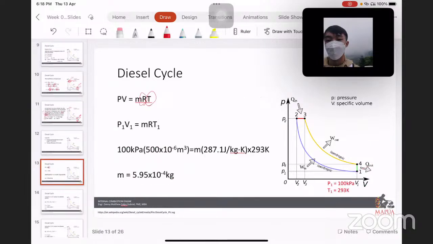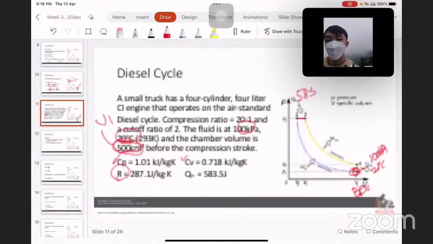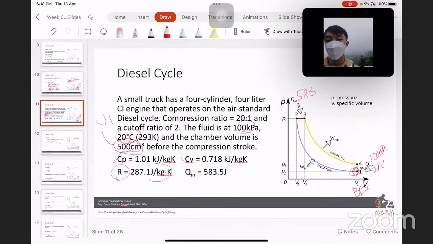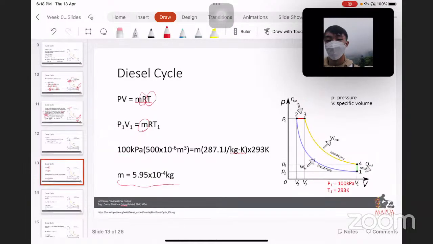So gamitin natin yung formula, PV is equal to mRT. You'll be able to get m, where m can be calculated as ito. So pansin niyo, no? Yung unit ng R, ito. Ayan. So pag binalikan mo dito, R, ito, joule. Ito, cancel out na to. Ito, kilogram, ayun yung naiwan. Yung joule is yung pressure at saka volume. Joule.